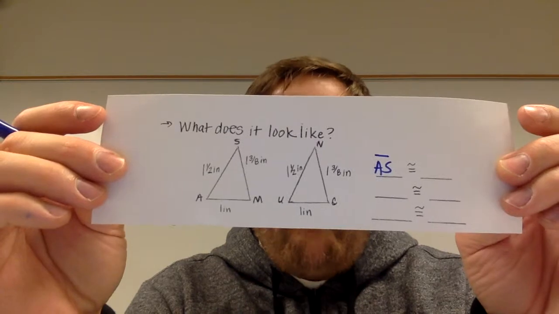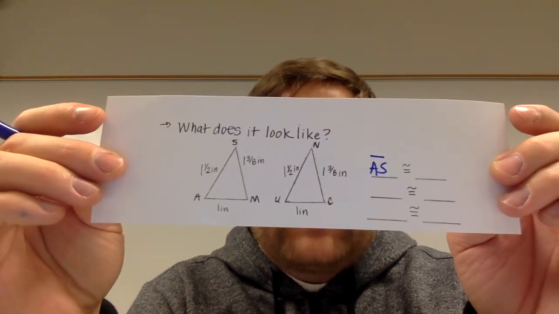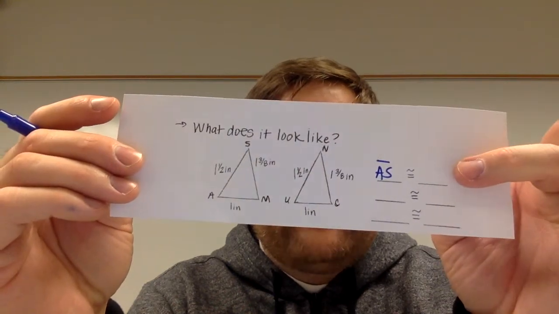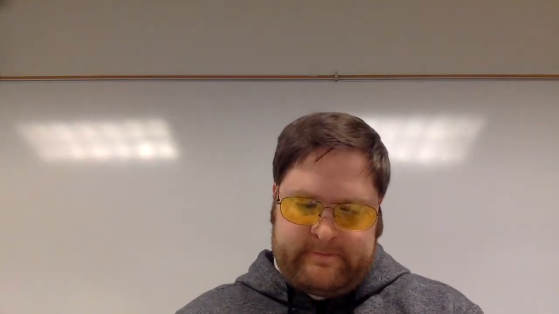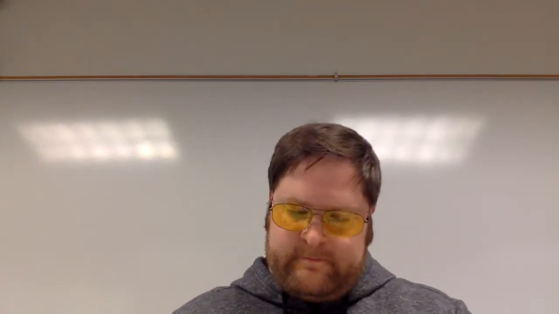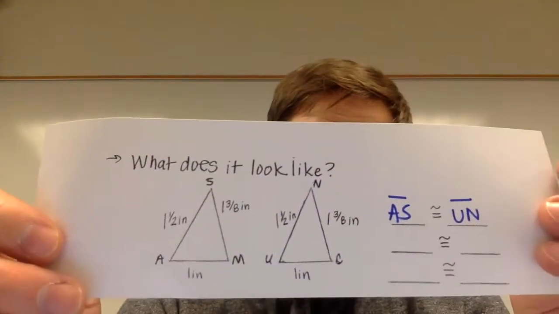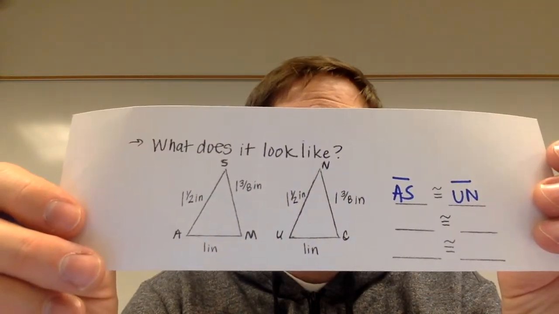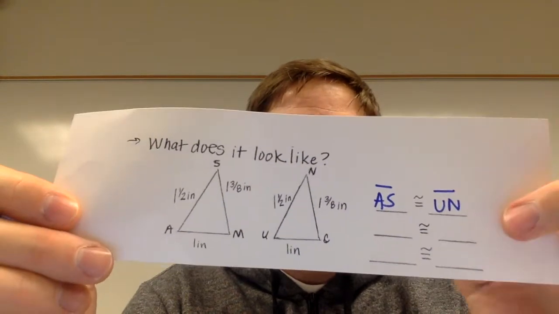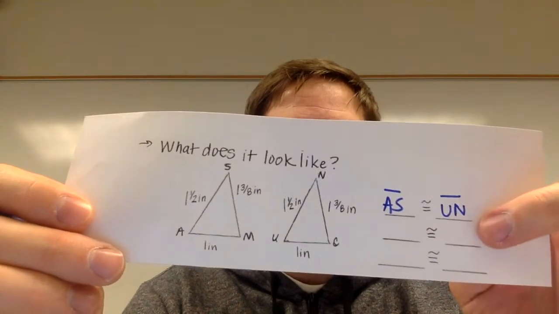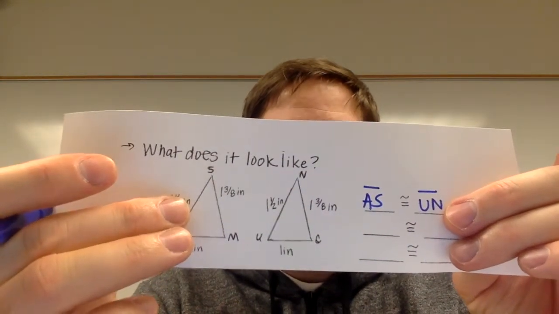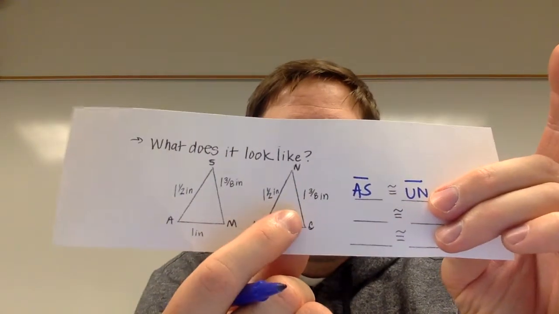AS is like what segment on the second triangle? If you think you know what it is, go ahead and write it in over here. If you wrote UN, you're right. Those are identical sides on each triangle. Go ahead and attempt to write in what each of the other two sides from the triangle on this side, how they correspond to the triangle right here.